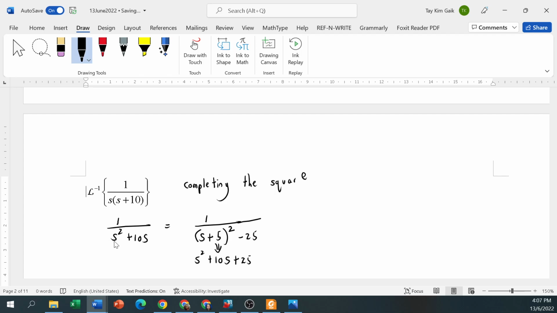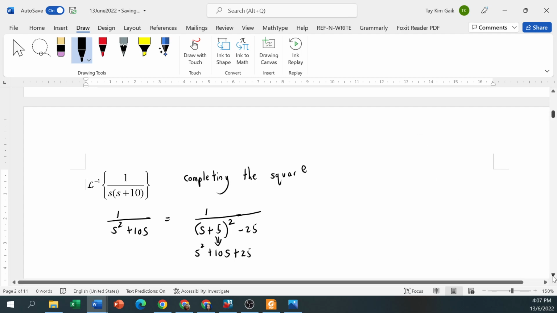Make sure the coefficient for s squared is 1. If not, you need to factor out to make it become 1. Then open your bracket with s. The linear term plus 10, you divide by 2, so plus 5. Close the bracket, you square it, and then expand back, you get s squared plus 10s plus 25. So extra 25, and then you need to minus 25 so that you get balance back, get back s squared plus 10s. Okay, this is the technique of completing the square.